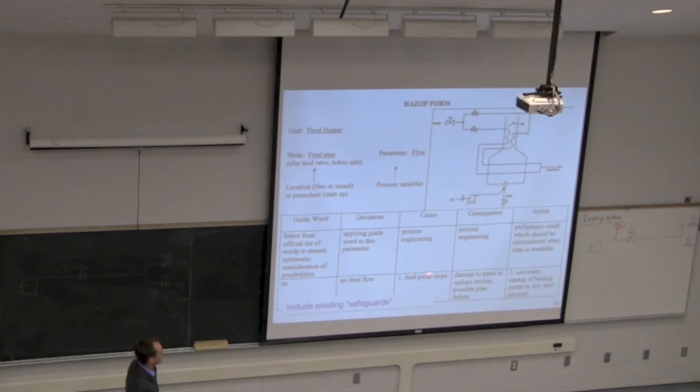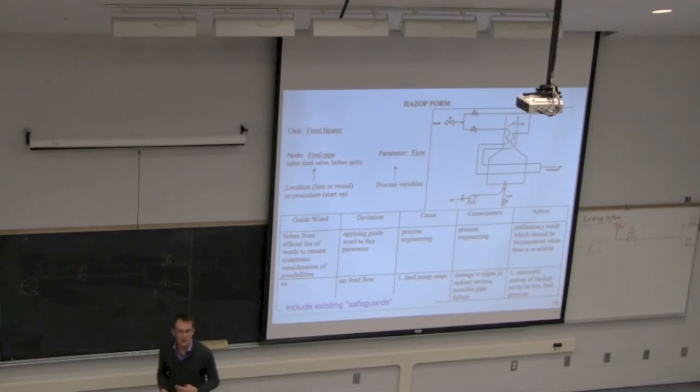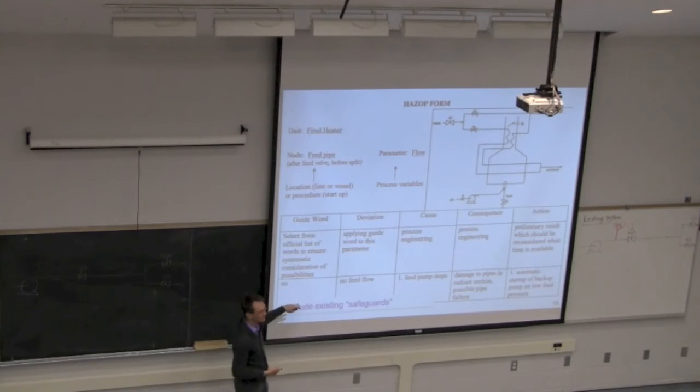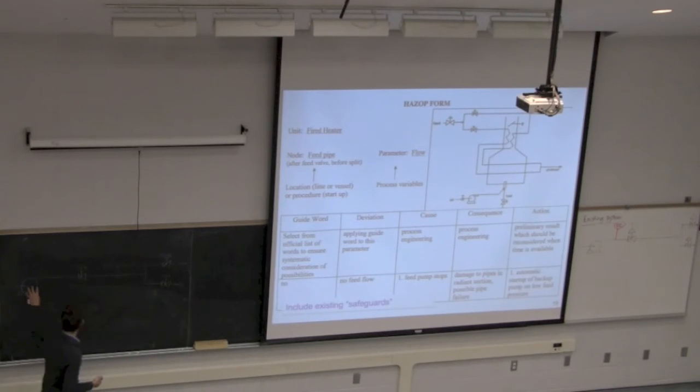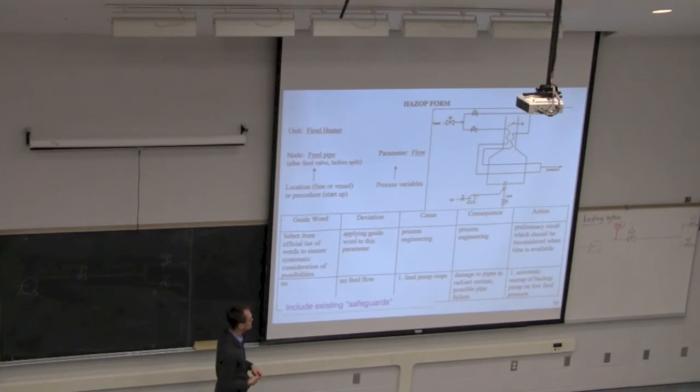Just before we get going, some other ways that the pump might fail and cause no feed flow is that the wiring to the pump gets damaged by some operator. Let's assume we've already considered that here. So include existing safeguards. What that would mean is we don't need to add to this table if some things have already been taken care of. If the wiring to this pump is already made as safe as it can possibly be made, then we don't add that to the hazard table. We don't add redundancies in here. In other words, by this include, we mean we've taken into account existing safeguards already.